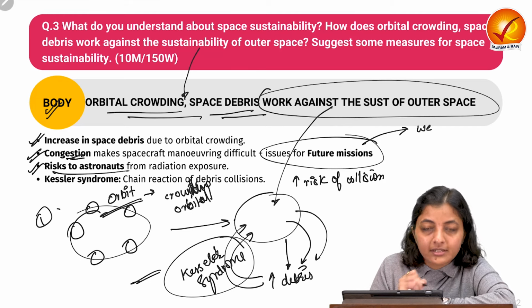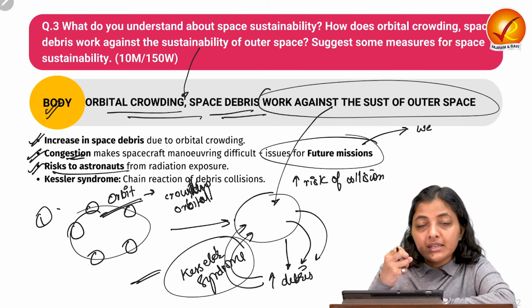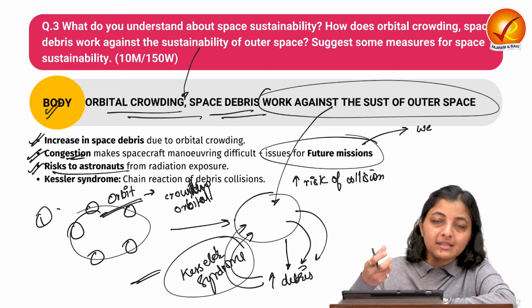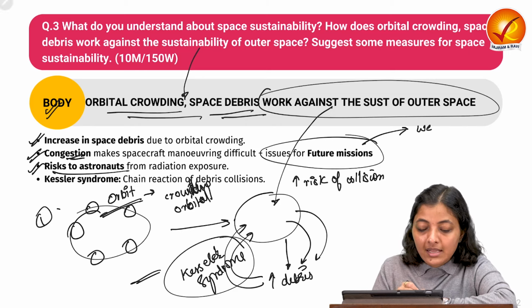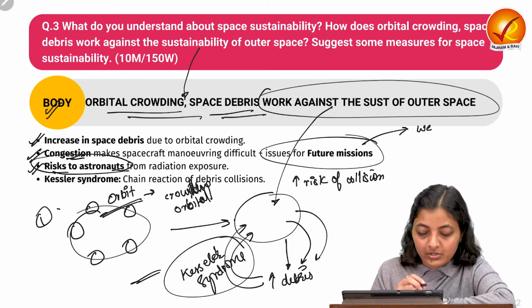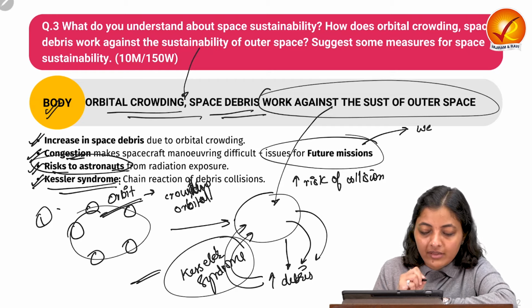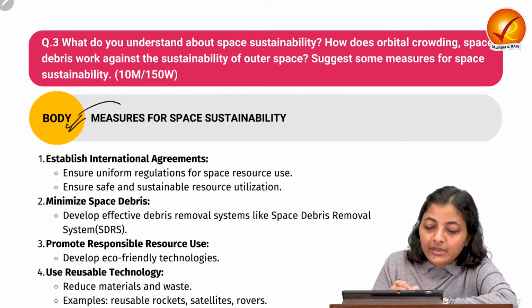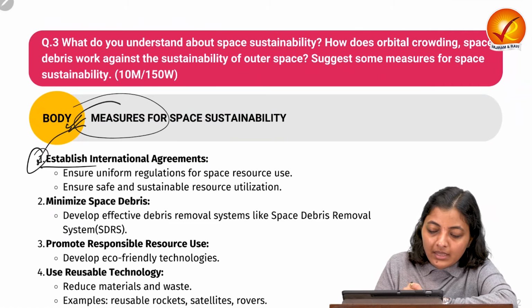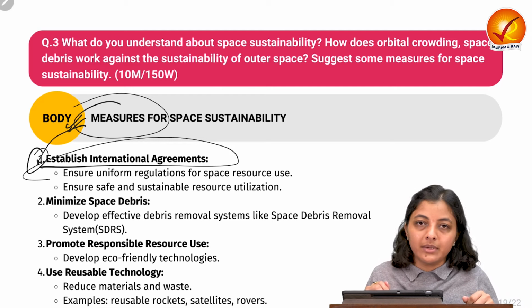Next is the risk to astronauts because of the increasing impact of radiation. With respect to the different spacecraft and space objects, there are higher risks of increased radiation for the astronauts. Next, Kessler syndrome we have already discussed. So we need to take measures for space sustainability. First is establishing international agreements.